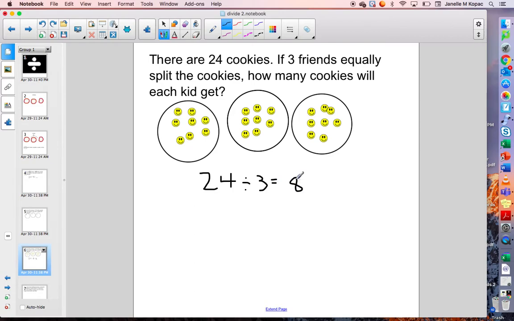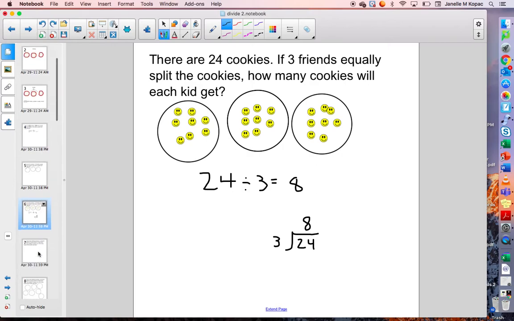I want to show you something cool. Division problems can be written another way. We know that this is the division sign, but this is also a division sign. And so I like to think of it as a little house. That's what it reminds me of. And you put the dividend, the big number, inside the house. Outside the number is the divisor, and your answer goes on top. So 24 divided by 3 equals 8. You can write it this way, or you can write it this way.